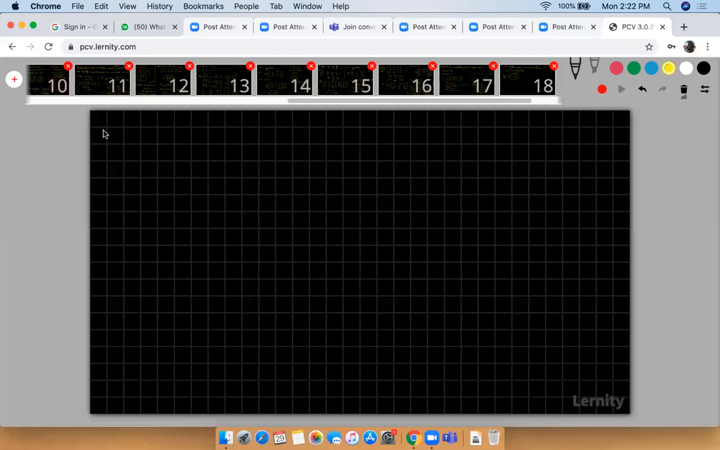Are you able to see the PCV? Are you able to hear my voice? Okay. Any one of you, please chat. Are you able to see the PCV slide number 19? Are you able to hear my voice?